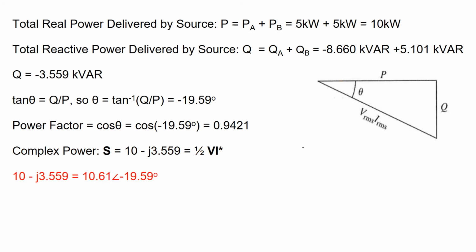We can express the complex power associated with the source in polar notation. And we can recall that the phasor representation of the source voltage is 1414 at an angle of 30 degrees. We can solve for I, and when we do so, we get a phasor current of 15.0 amps at 49.59 degrees.